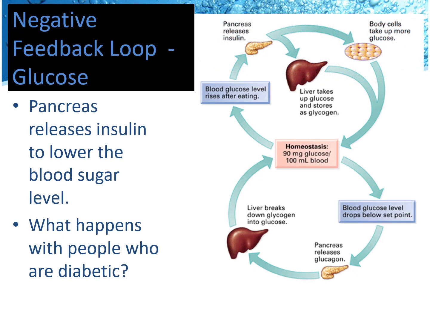The next negative feedback loop is going to be about glucose changes in your body. The pancreas releases insulin to lower the blood sugar level. What happens to people who are diabetic? Let's look at it.